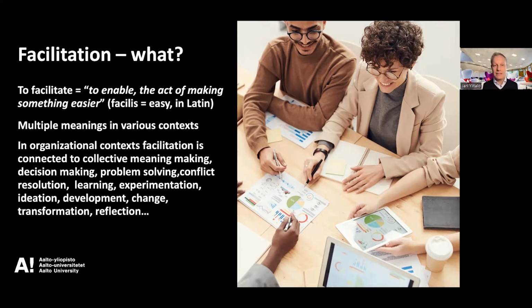In Latin, facilis means easy, so it's something that makes things smoother and easier. Of course there are multiple meanings in various contexts, but I think this is in an organizational context. When we talk about organizational change, this is something that is making things easier. We use it as some kind of organizational work process, and it's connected pretty much to collective meaning making, decision making, problem solving, conflict resolution, learning, experimentation, ideation, development, change, transformation, reflection.